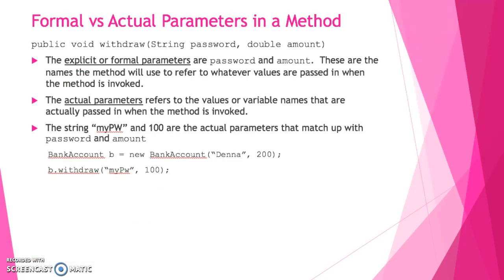All right, formal versus actual parameters. So when we call a method, the formal parameter is what the variable is called in the method header. And within the method code, the words password and amount are what will be referred to. The actual parameters, this is what's passed in when the method is called, wherever it may be called. And that's because the method, when it's called, you could actually use lots of different things. You could plug in variable names, you could plug in numbers. So the formal or the explicit parameters are what are used when you write the code, and then actual is what is used when the code is actually run.